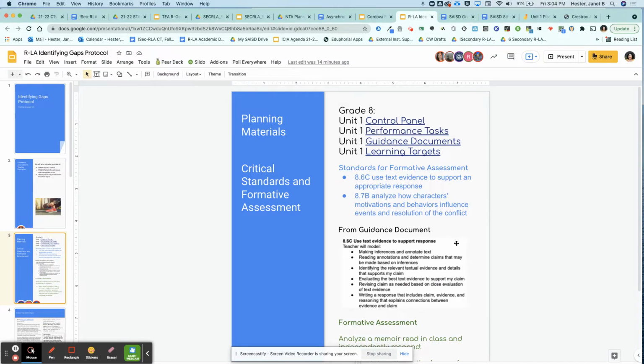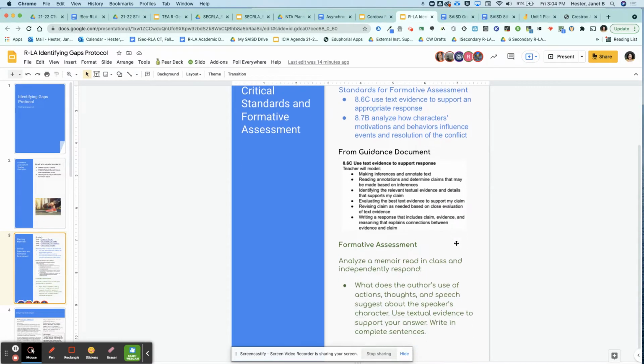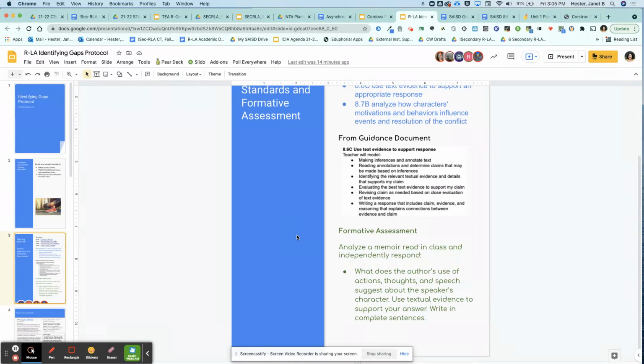And we have identified that our formative assessment question will be as follows, and it's written here in green. Analyze a memoir read in class and independently respond to this question. What does the author's use of actions, thoughts, and speech suggest about the speaker's character? Use textual evidence to support your answer.